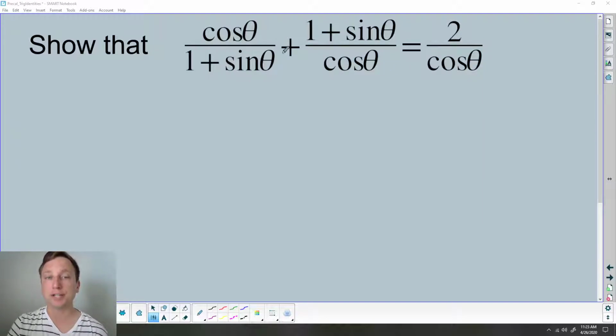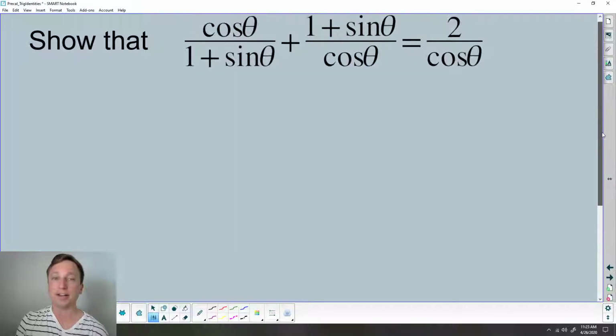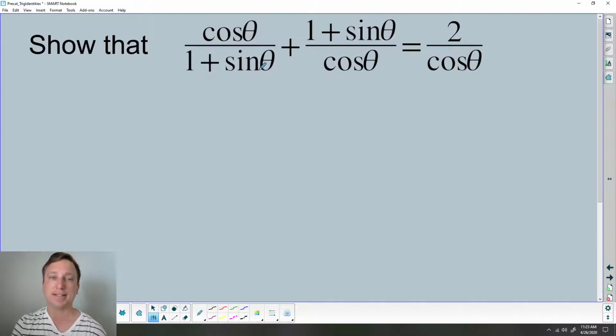So to approach this, don't get too hung up again in what's going on and what we want to show. We just want to do everything we can to simplify this down or combine everything we can. In this problem, we're adding two fractions, and if we want to add two fractions, we need common denominators. When we look at our denominators, they don't have anything in common right now. I have a 1 plus sine theta on the left side, and I have a cosine theta on the right side. There's nothing in common there.